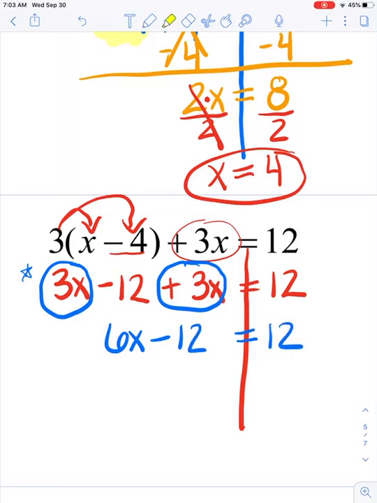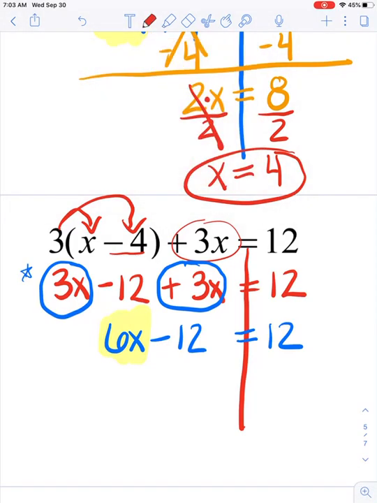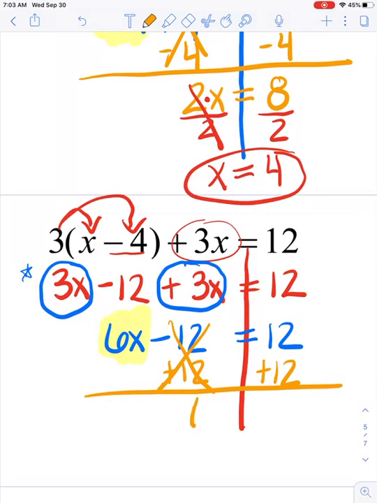Now I'm just left with the two-step equation. So this is where I just solve like we did in class. I cover up my x. I think, well, what's the opposite of subtracting 12? Well, the opposite of subtracting 12 is adding 12 to both sides. Because what I do to one side, I have to do to the other. So those cancel. I'm left with 6x is equal to 12 plus 12 is 24.